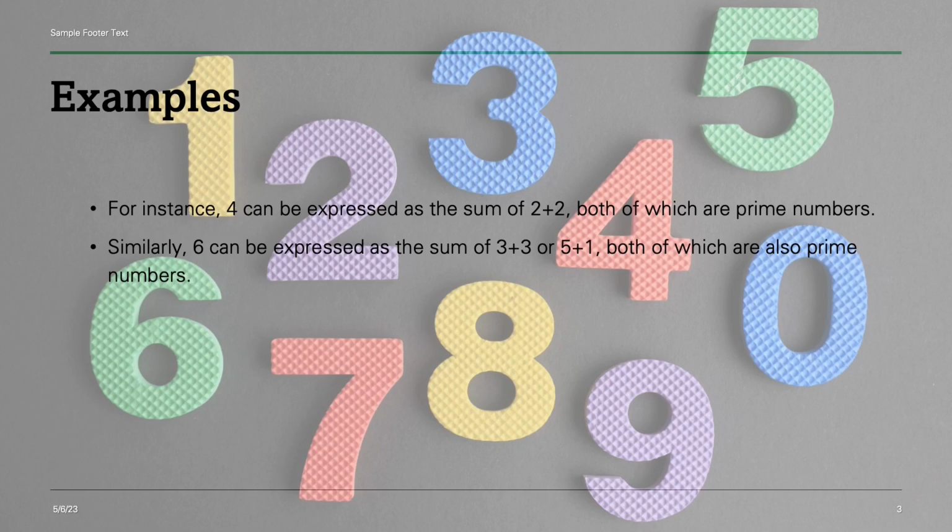This slide presents some examples of even numbers that satisfy Goldbach's conjecture. For instance, the number 4 can be expressed as the sum of two prime numbers which are both equal to 2. Similarly, the number 6 can be expressed as the sum of two prime numbers which can be expressed as either 3 and 3 or 5 and 1. These examples illustrate that even numbers can indeed be expressed as the sum of two prime numbers as stated by Goldbach's conjecture.